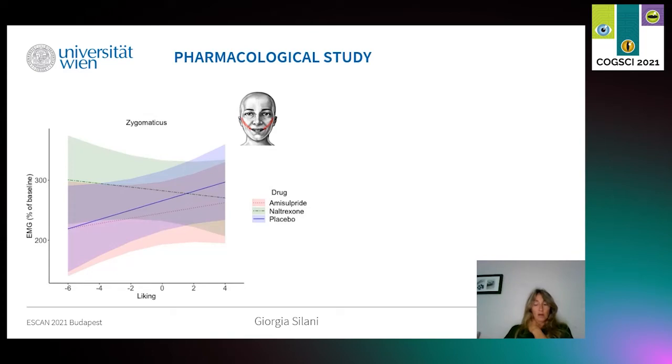A second interesting finding is that during the consumption of the reward, so when they had to drink the chocolate milk or when they received the caresses, only the naltrexone group was showing a different effect. Namely, amisulpiride and placebo showed an increase of zygomaticus activity the more they reported to like the reward, but this association between facial expression and subjective feeling was disrupted in the naltrexone group.